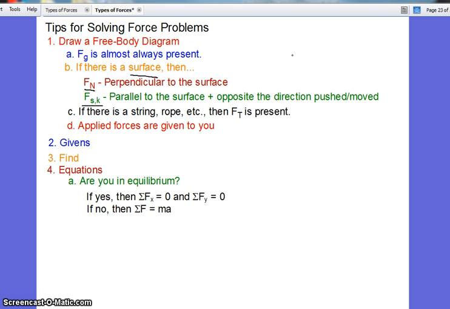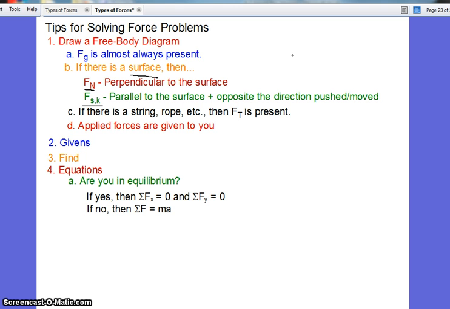Now we have two different choices of friction. There's either static or kinetic. It is static friction if the object is not moving relative to the surface. It is kinetic friction if the object is sliding on the surface. And so you want to determine which type it is, and the direction of the force is not just parallel to the surface, but opposite. The direction is opposite to the way the object is being pushed or is being moved.